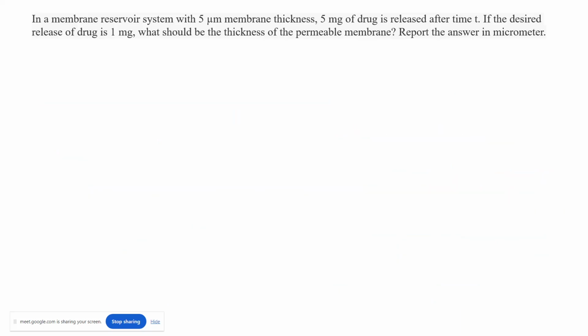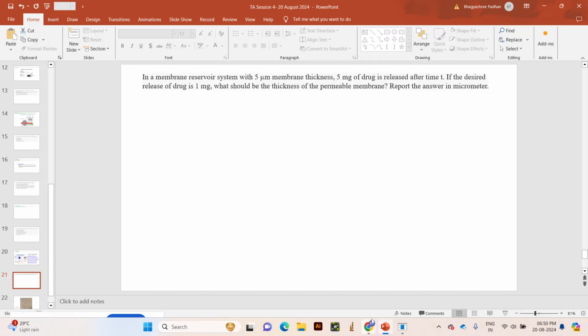Okay, here we have a numerical question. I think this was there in your week 3 assignment. The question is, in a membrane reservoir system with 5 micron membrane thickness, 5 mg of drug is released after time t. If the desired release of drug is 1 mg, what should be the thickness of the permeable membrane? You have to give the answer in micrometers. I'll give you some time to solve this and then we'll go through the answer.